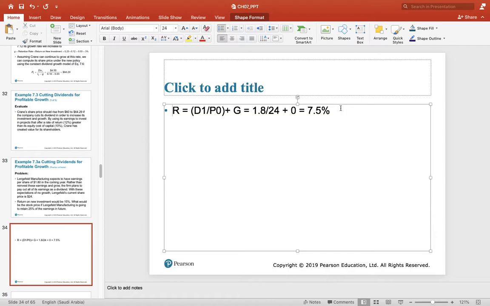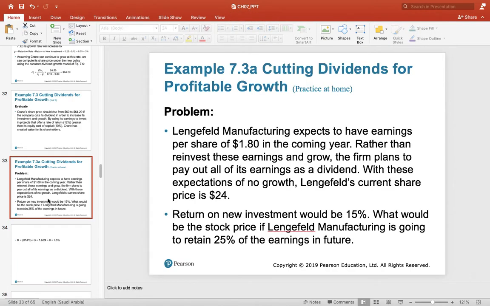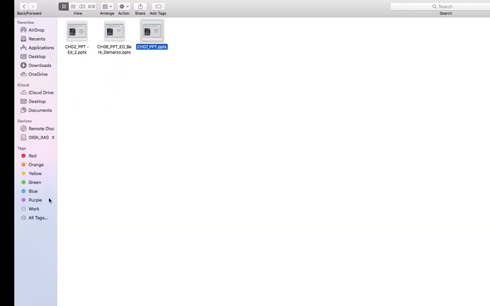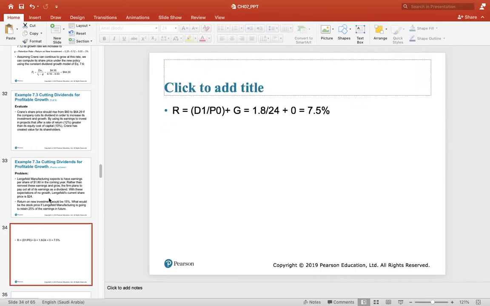Now the question says, we'll go back to the question again. Now the management is rethinking. It is seeing that the new investment opportunity is giving 15% return. So the company is thinking now of holding 25% and paying 75%. Before it was paying all the 100%. Now what is the company thinking?